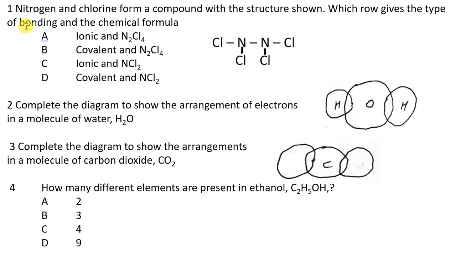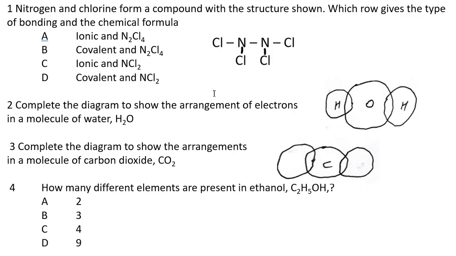Quick question. Nitrogen and chlorine form a compound with the structure shown. Which row gives the type of bonding and the chemical formula? Take your time and then I'll explain. Well, I look at the lines. The lines represent covalent bonds. Goodbye A, goodbye C. And I look at how many nitrogens and how many chlorines are involved in the whole structure. 2 nitrogens, 4 chlorines, that's N2Cl4. A is the winner.